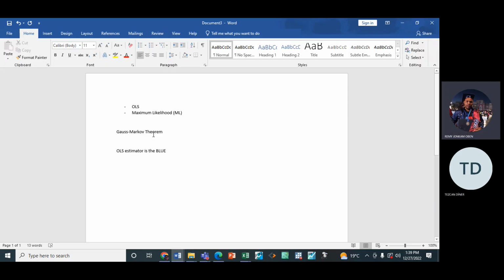You get the idea? Okay. And you can explain what these words mean. Best. What does best mean? Best means it is efficient. It means in the class of all linear unbiased estimators, it has the minimum variance. You know, these kinds of things. I'm not getting into that anyway. So that is why we have these assumptions. These assumptions have to hold in order for the ordinary least squares estimator to be the best linear unbiased estimator.